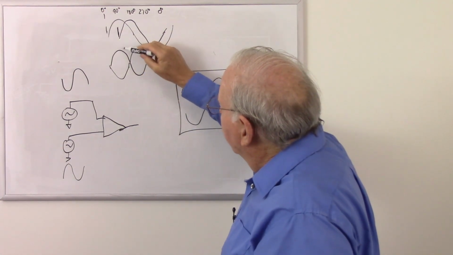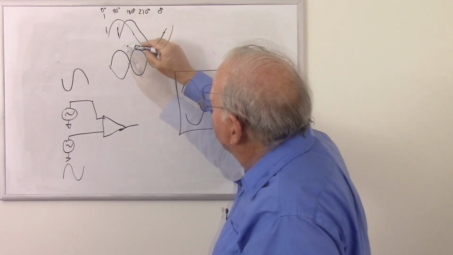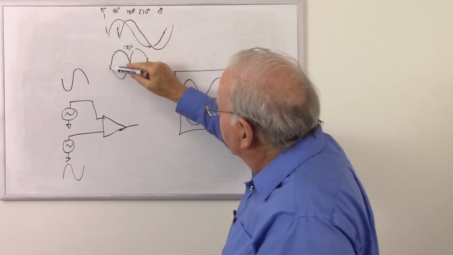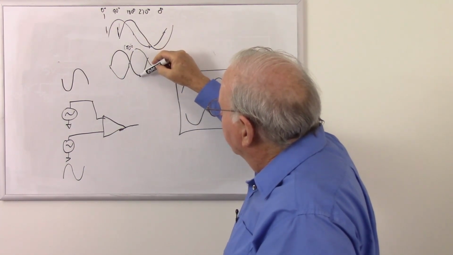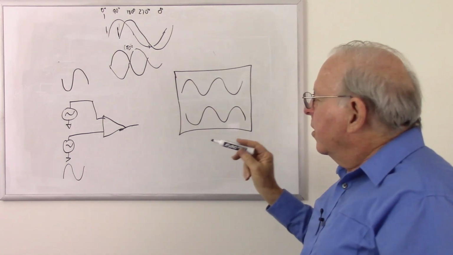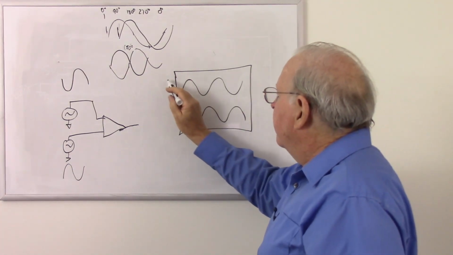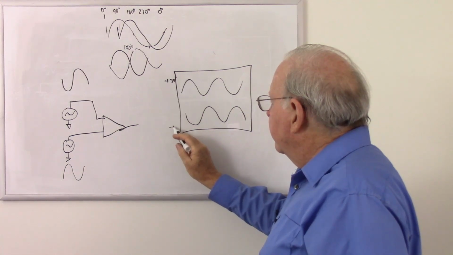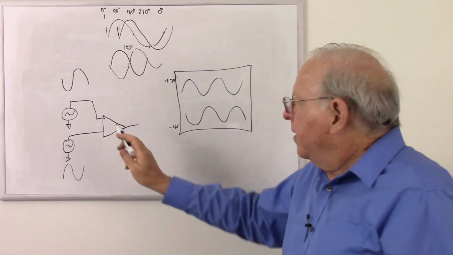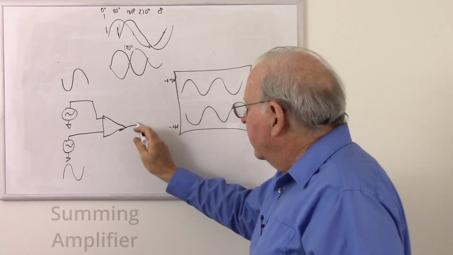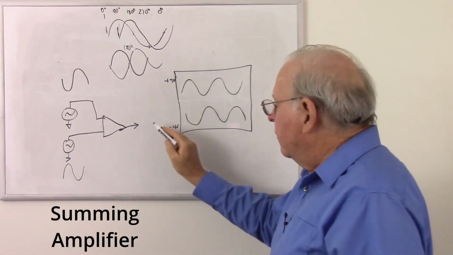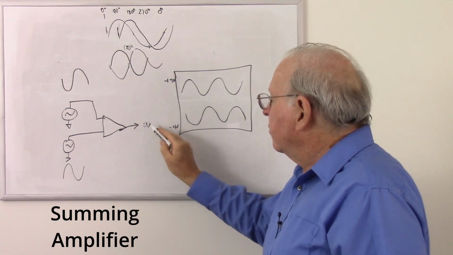So now, instead of starting at 90 degrees, it's starting at 180 degrees. And so now, where this one's going up, that one's going down. Where that one's going down, this one's going up. So what's going to happen when we add those together? We have plus 5 volts here, and we have minus 5 volts there. What's going to happen when we add those together? What's going to come out of our amplifier? Plus 5 plus minus 5 equals 0 volts.